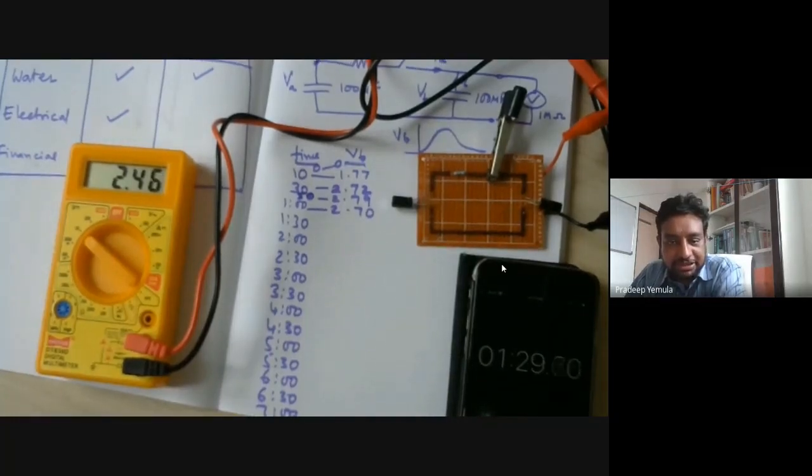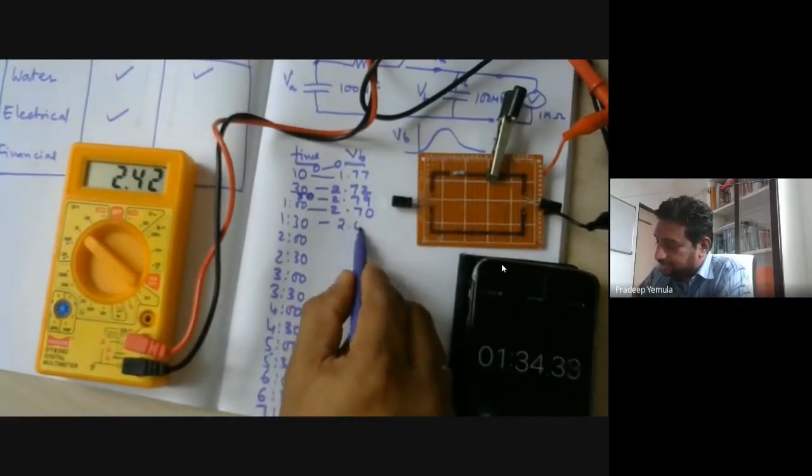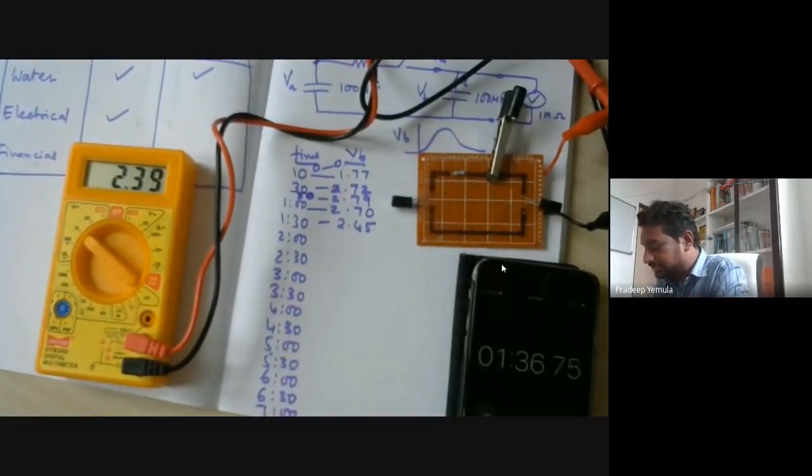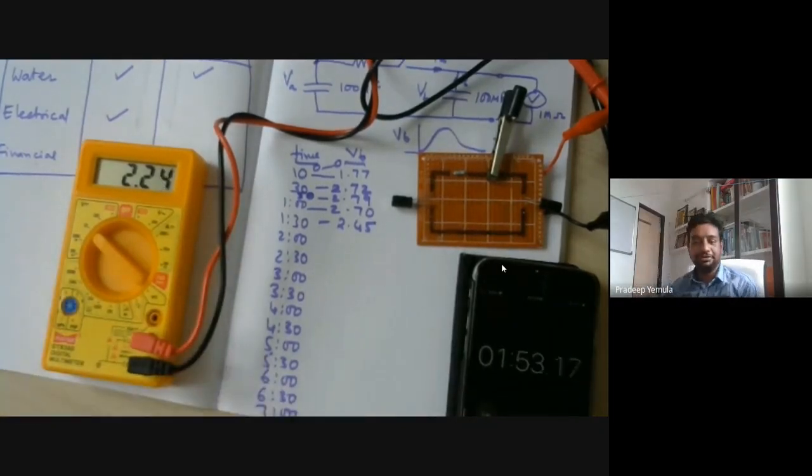Okay, at 1.5 minute, 2.45. So it started very quickly and then it is going down rather slowly. I hope you are able to see the experiment on the screen properly. And now we are waiting for 2 minutes. Yes, 2.17.